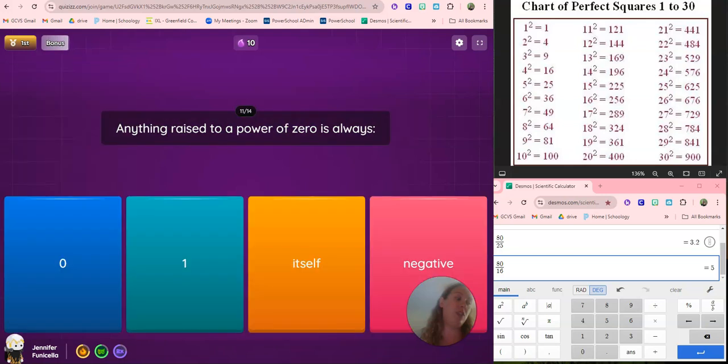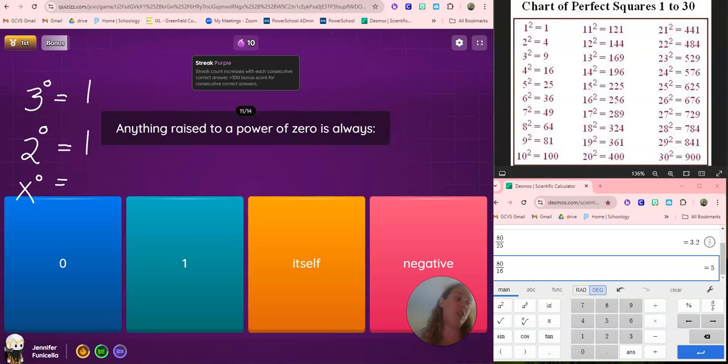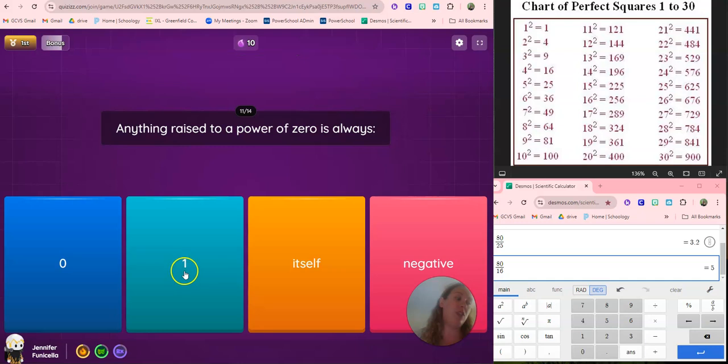Question 11. This is a throwback again to your exponent learning. Perhaps you remember anything raised to the 0 power is always what? So this 3 to the 0 power is going to be the same as 2 to the 0 power, which is going to be the same as any number to the 0 power. It always equals, it's not 0, it's actually 1. So anything raised to the 0 power is 1. Okay. Beautiful. I'm going to select 1.